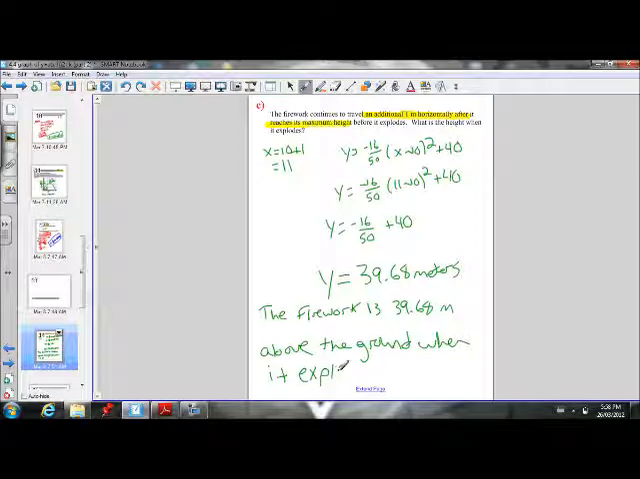Make sure we relate our final answer back to what the question is asking us. It says, what is the height when it explodes? The firework is 39.68 meters above the ground when it explodes. Good. Okay, I'm going to put up one more question for you guys to try. I'm not going to go through the solutions, but what I'll do is just put the answers there so you can make sure you're able to get the answers. Okay?